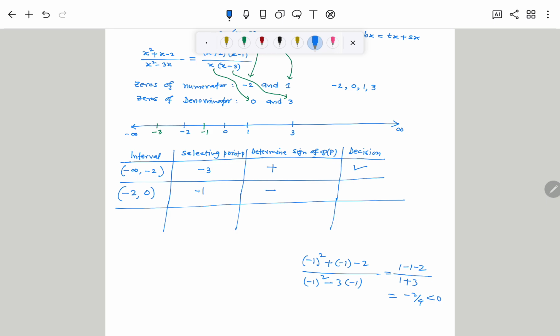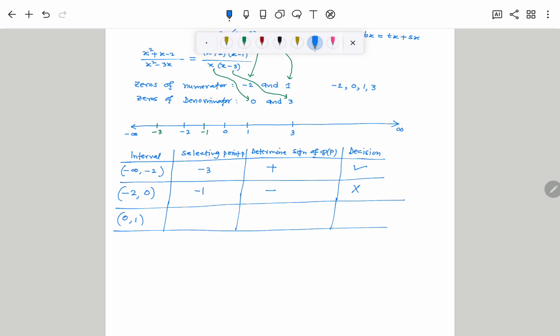So if we put -1 in the rational expression, we get a negative sign, so that is not acceptable. So now we move to the next interval, 0 to 1. In this interval we have to select a point. Between 0 and 1 we can select, let's say, 1 over 2. If we put 1 over 2 in the rational expression, what should we get?